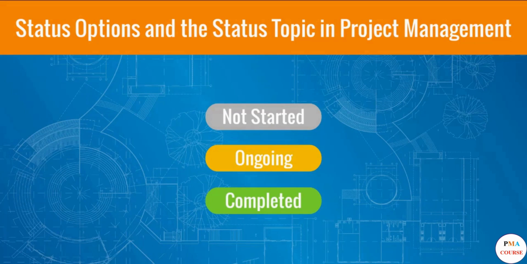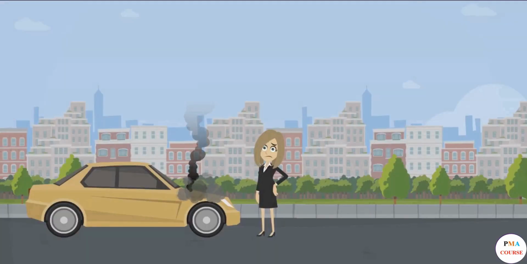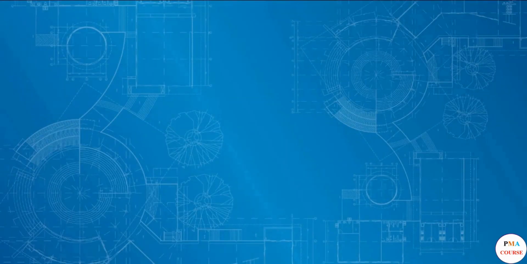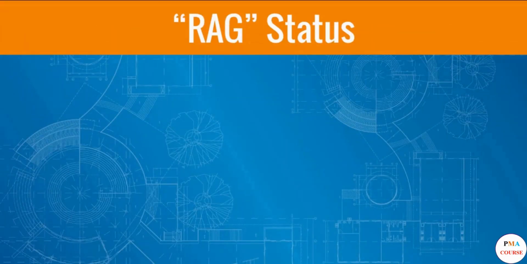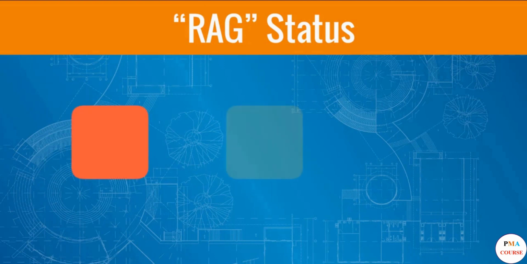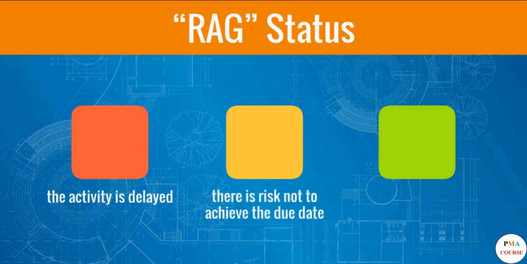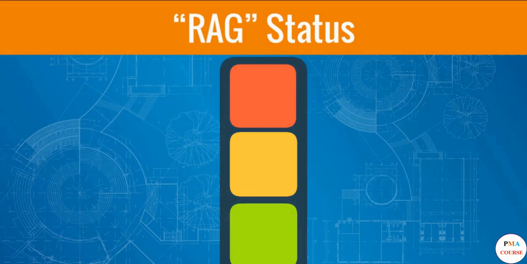However, these options cannot tell us if the progress is normal, if there is a risk of delay, or if it is already delayed. To track this aspect, project managers use the so-called RAG status, which stands for red, amber, green. Logically, red means the activity is delayed. Amber flags there is risk not to achieve the due date, and green means work is progressing normally, like a traffic light.